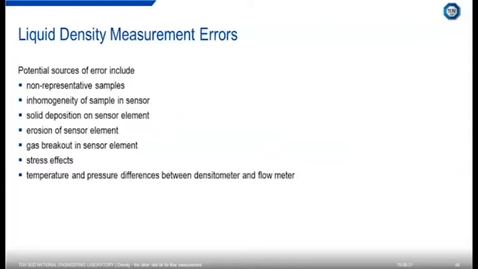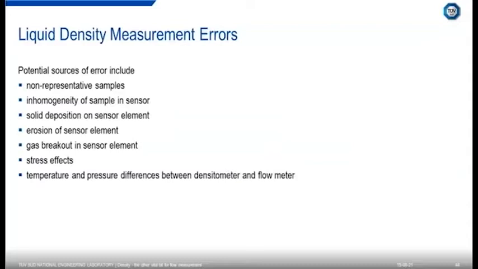So it's worth thinking about. As with any instrument, you send it off to a lab, it comes back with a calibration certificate with a nice low uncertainty, but what happens when you put it into use? There are other potential sources of error, and thinking in terms of liquid density, obvious ones are non-representative samples.